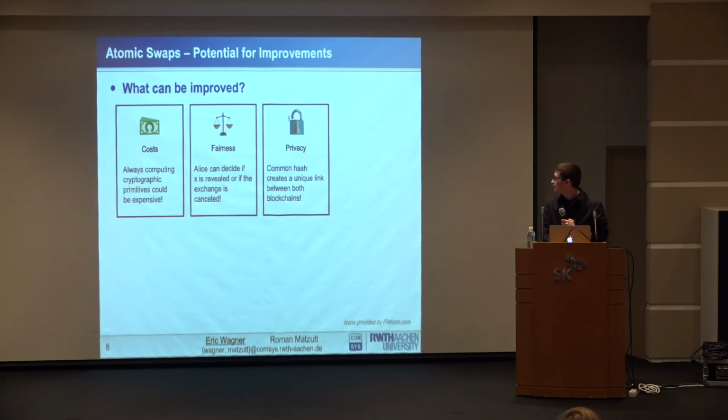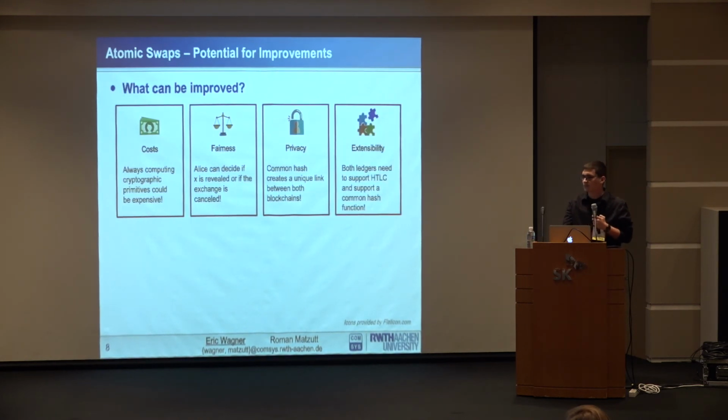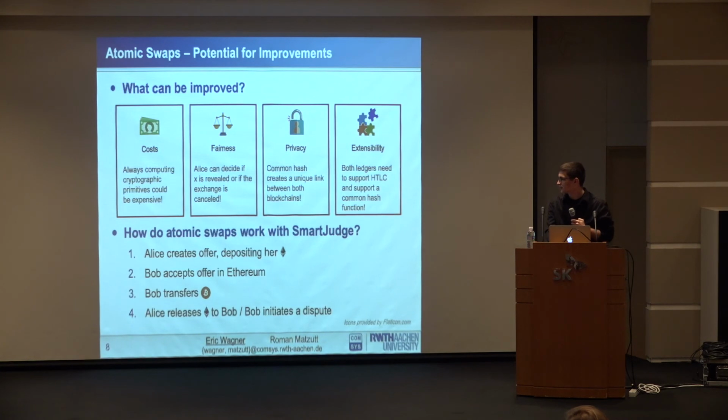And then the third point is the privacy issue, because we have this hash on both chains, so we can really easily link the addresses of both parties across the chains, and further make it easier to de-anonymize people. And then the last point is extensibility, so both blockchains have to support this construct with a common hash function. So how do we want to do it with our framework?